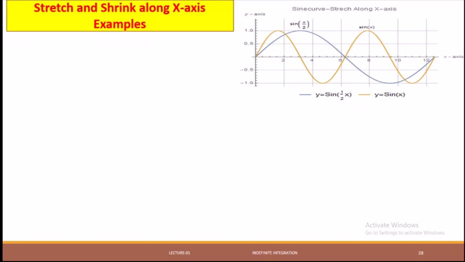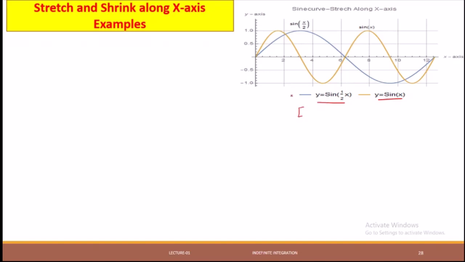The graph of y is equal to sin x. Okay. So here I am considering the graph of y is equal to sin x and y is equal to sine of x by 2. So y is equal to sin x is represented by the orange color curve, and the graph of y is equal to sine of x by 2 is represented by the blue color curve. So basically, since x is replaced with x by 2, obviously there will be a stretch. Okay, that means this curve is plotted in the interval 0 to 2 pi.